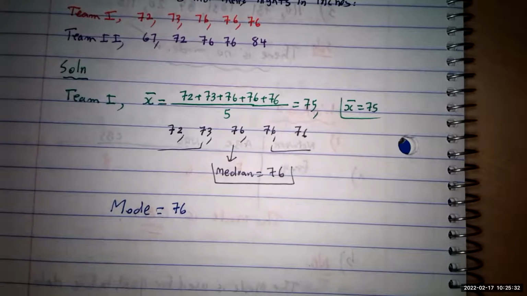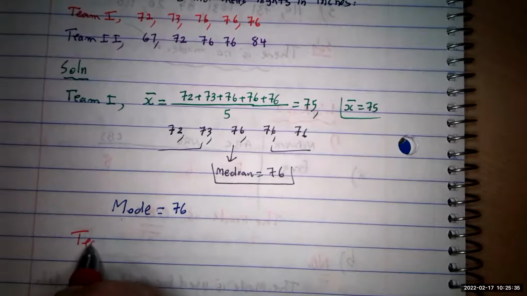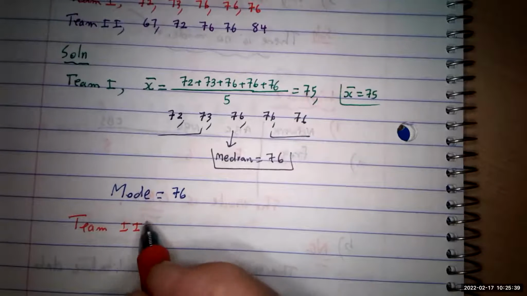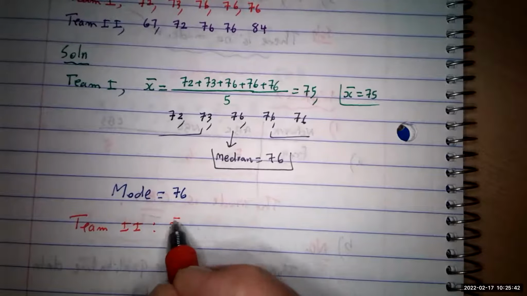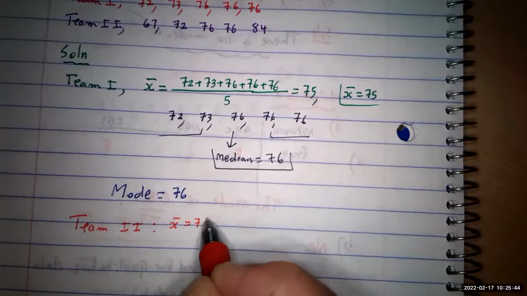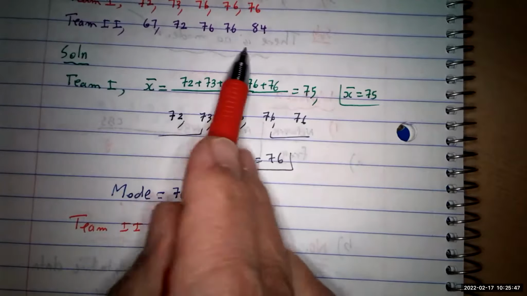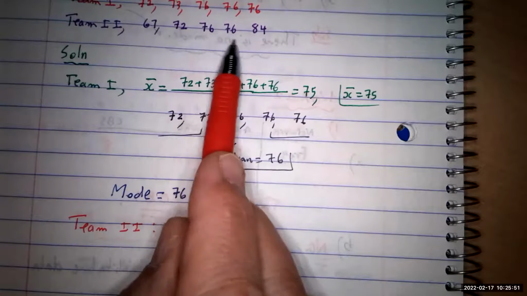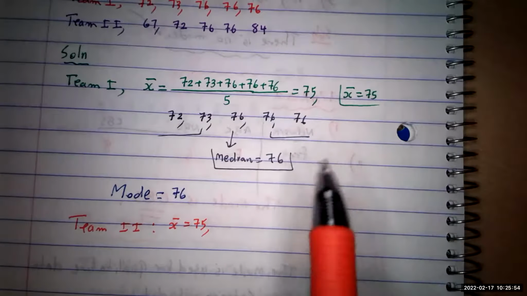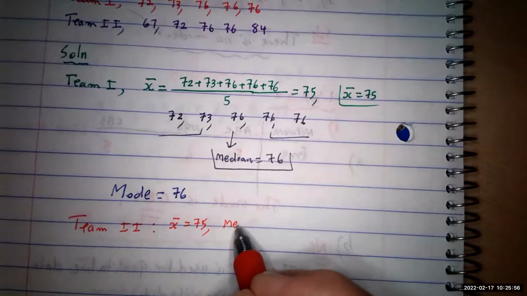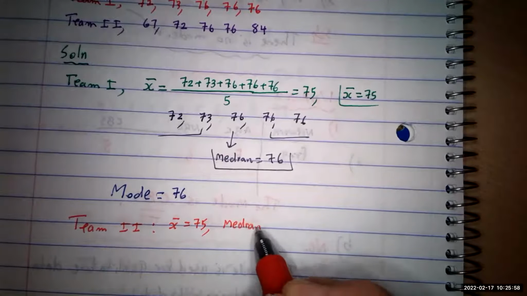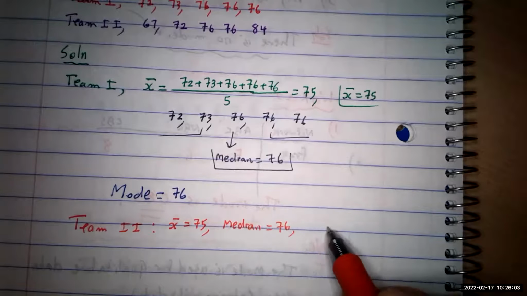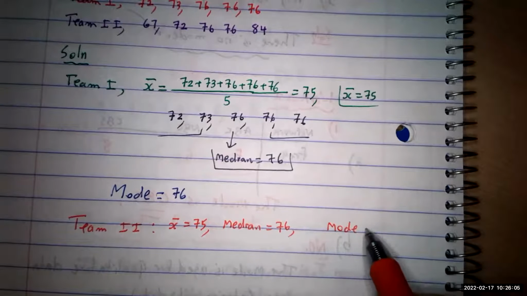So if you do team 2, it would be the same. Just write it down. So the X bar again is going to be 75. If you add these numbers and divide by 5, the median is clear. It's just going to be 76, and the mode is 76 again. The median of this set is 76, and the mode is also 76.